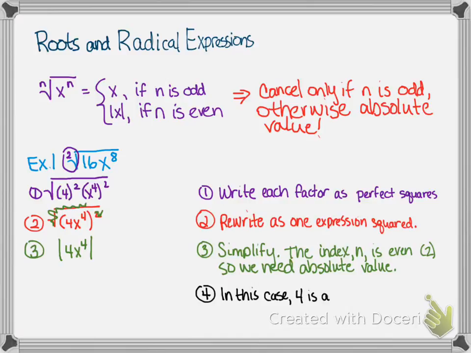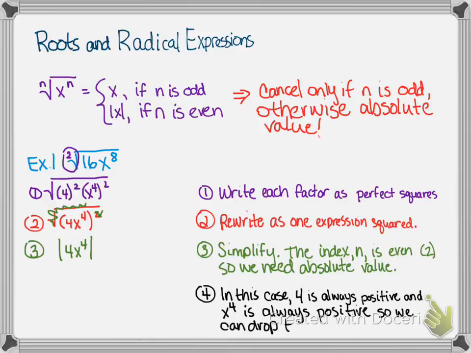Okay, in this case, 4 is a positive integer, it's always positive, and x to the 4th is always positive, because if we raise something to the 4th power, no matter what, we will get a positive number. So in this case, we can drop the absolute value bars around both the 4 and the x to the 4th. So our final answer is 4x to the 4th.